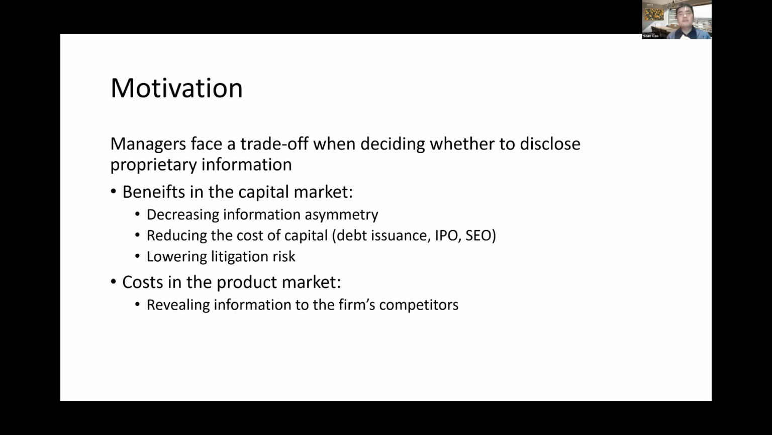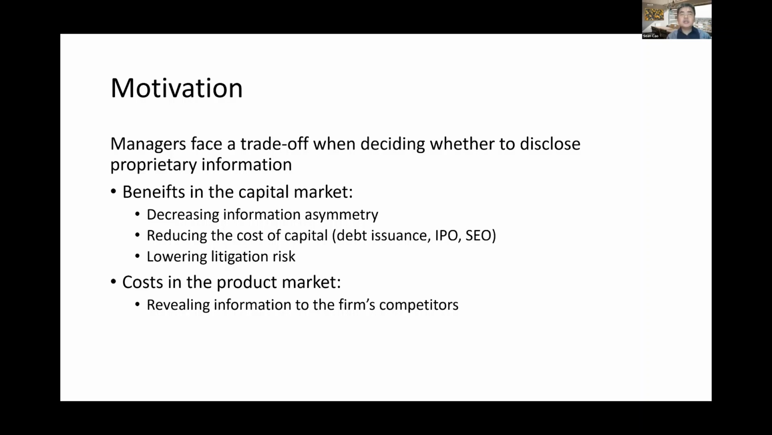Think about it. If I'm a firm that's always hiding information, would you like to lend money to me? Are you going to do that? Even if you do, you want to charge a higher interest rate. And if I never disclose any information to the shareholders, would you invest in my stocks? And if I never disclose information, I will be sued, because I should tell you some information I should have disclosed.